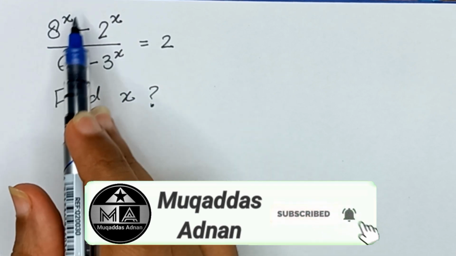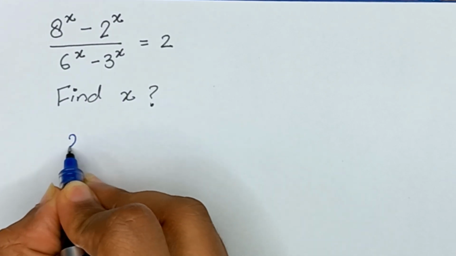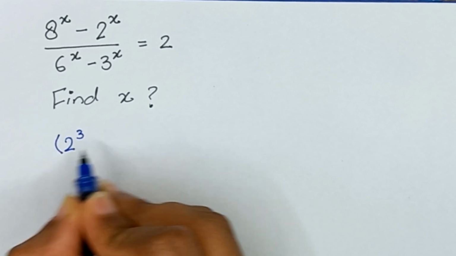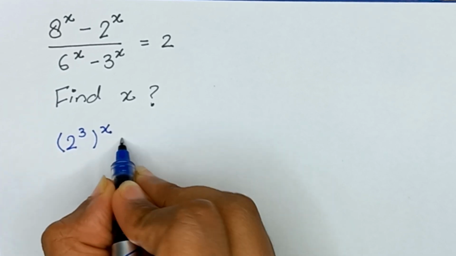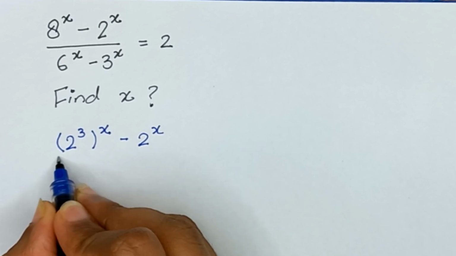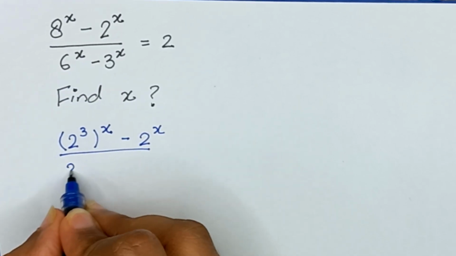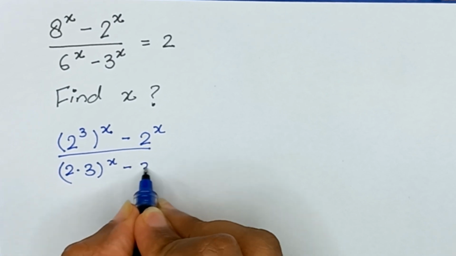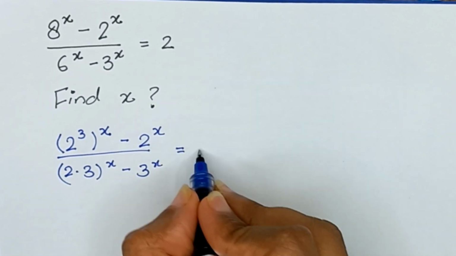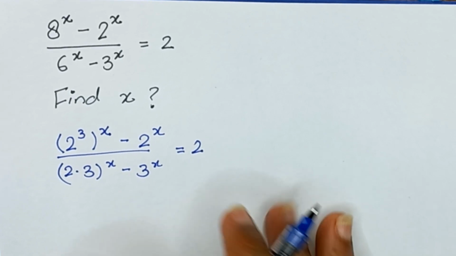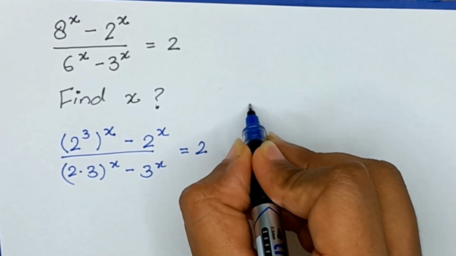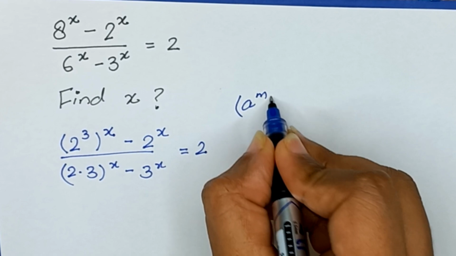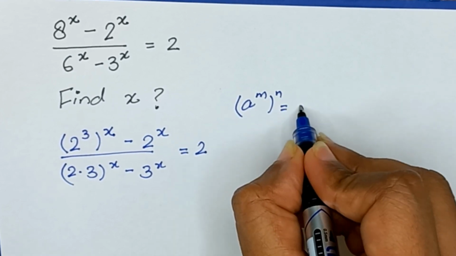Here we have 8 raised to the power x, so we can write 8 as 2 raised to the power 3, and its whole power x, minus 2 raised to the power x, divided by 6, which can be written as 2 times 3 and its whole power x, minus 3 raised to the power x, and it is equal to 2.